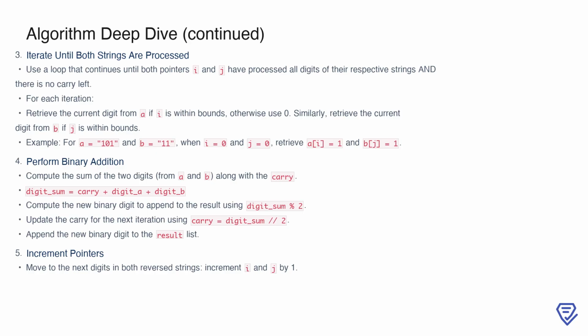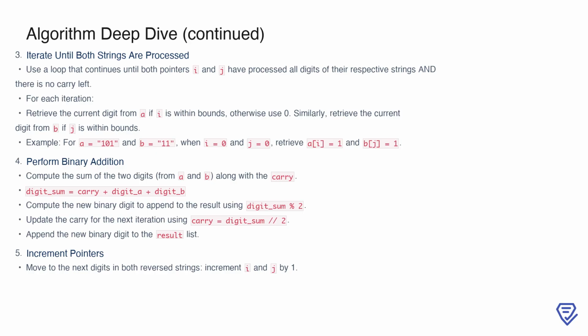This is done using a loop that continues as long as either pointer, i or j, is still within the bounds of their respective strings, or the carry is non-zero. During each iteration, the current digit of A is retrieved if the pointer i is within bounds, otherwise, it defaults to 0. Similarly, the current digit of B is retrieved or defaults to 0 if j is out of bounds. For instance, given A equals 101 and B equals 11, when i equals 0 and j equals 0, the digits are A[i] equals 1 and B[j] equals 1. These digits are then added together along with the carry.